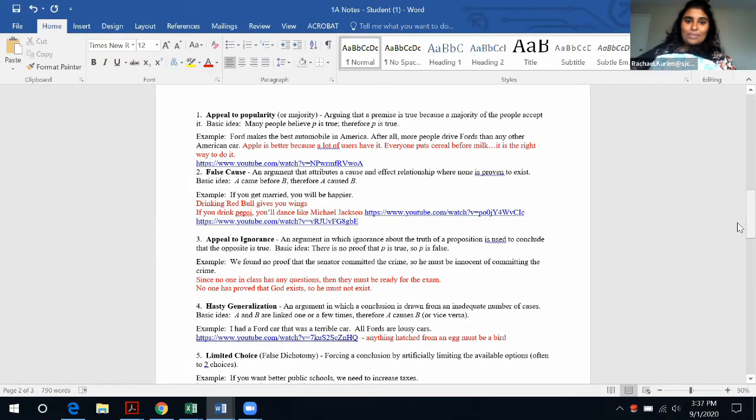So the first one is appeal to popularity. This is the one that maybe you've seen a lot of. So it's arguing that a premise is true because a majority of the people accept it. Basic idea, many people believe P is true, therefore P is true. We can look at Ford. Ford makes the best automobile in America. After all, more people drive Fords, especially in Texas, than any other American car, so it must be the best.